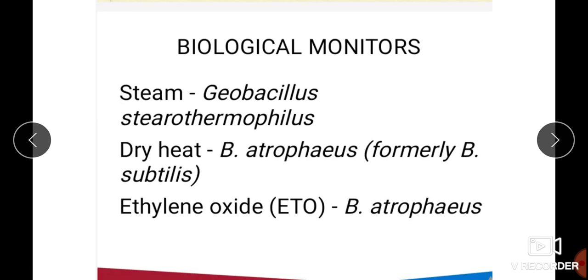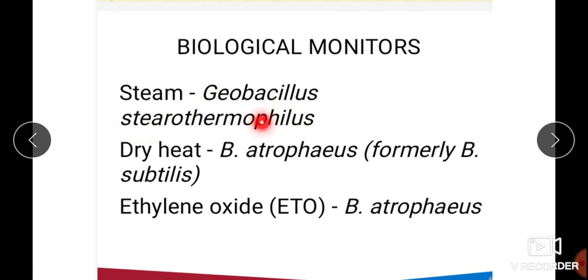Here are some examples of biological monitors. For sterilization by steam, the monitor or indicator is Geobacillus stearothermophilus. To check sterility by steam, we have to check whether this organism is present.